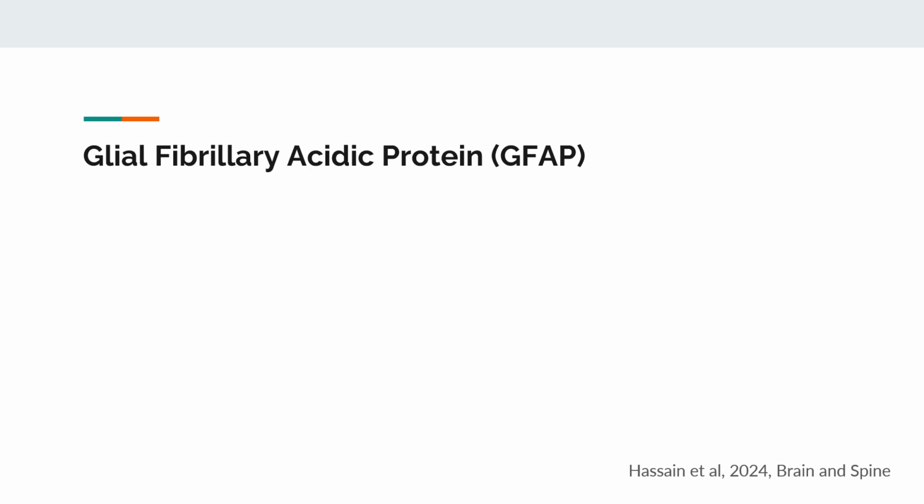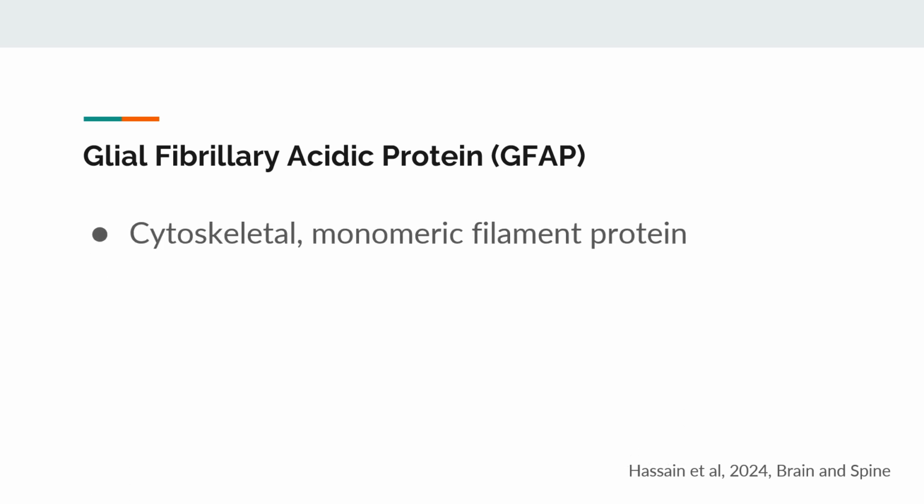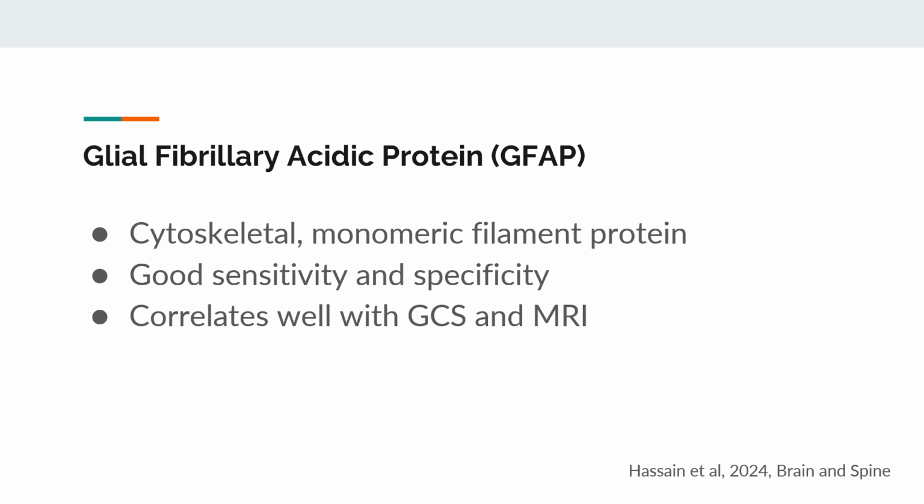Next, we have GFAP, glial fibrillary acidic protein. This is a cytoskeletal monomeric filament protein. It's got great sensitivity and specificity, and it does correlate well with some of the tools we already have, GCS or Glasgow Coma Scale and MRI. It's a great prognosticator as well.